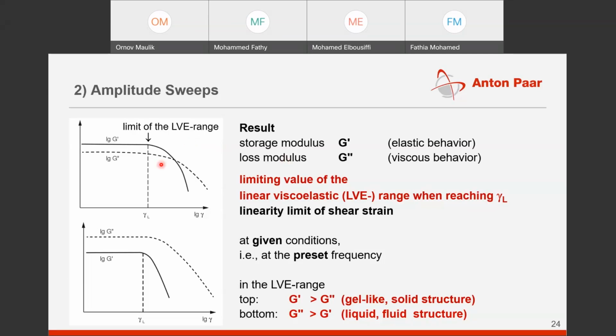So ideally you would also get a flow point. After this crossover point you can see that now my G double prime is dominant over G prime. That would mean that after this point my material, even if it was solid at the time when we had not deformed it, after this particular deformation, the material you are testing has started to flow.